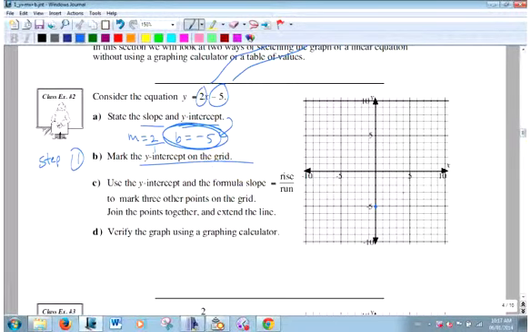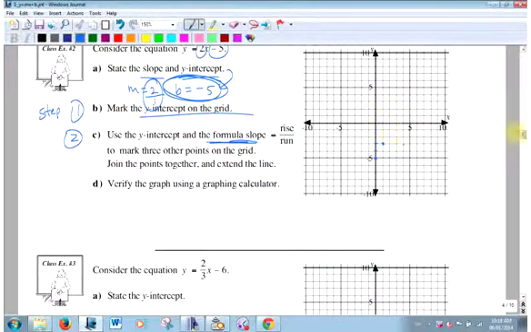Then, step 2, use the y-intercept and the formula to mark 3 other points on the grid. All you need is 2 points to do a line, but unless you got a really nice ruler and you're really careful, do a lot more points, right? Okay, the slope is 2 over 1. Rise is 2, and run in the positive direction, I go to the right. Okay, we've done this before, right? All right, let's do another point. Rise is 2, run is 1. 2 and 1, 2 and 1.